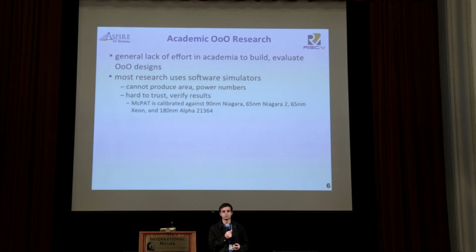And even though there are tools like McPat that can give you power, you can only really calibrate against a single design, but you're not necessarily interested in always simulating a 90 millimeter Niagara. You want to simulate something that's a little bit different, something maybe off the curve, or maybe search different design spaces. So software simulators are also really slow.